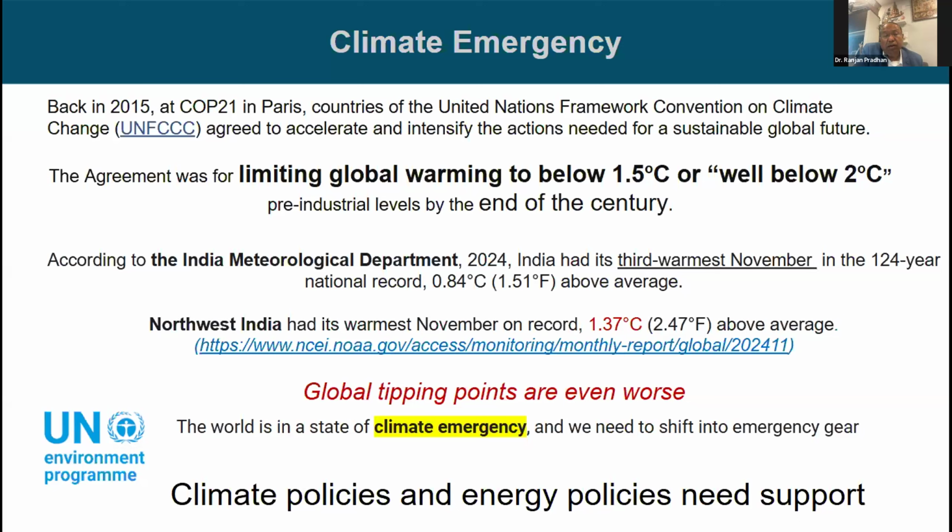And global tipping points are even worse. The United Nations Environment Programme has already posted that the world is in a state of climate emergency, and we need to shift to emergency gear. And climate policies and energy policies need more support. Next slide, please. I'm sorry I have to rush a bit because of the shortage of time. I hope I'm doing good.